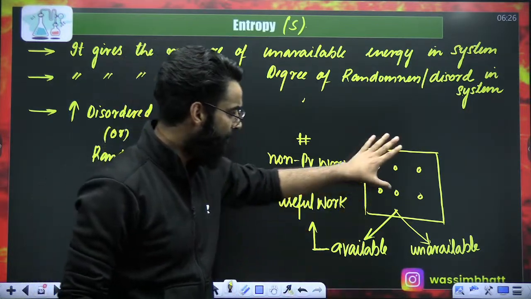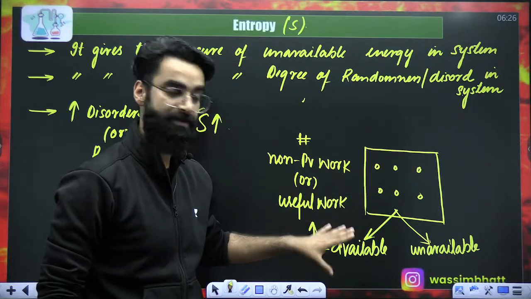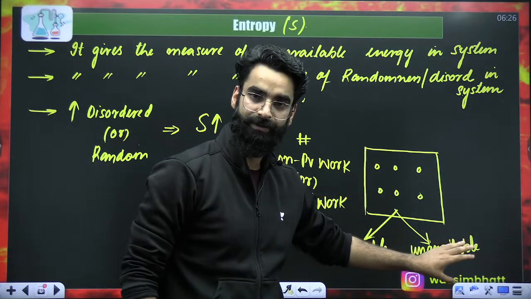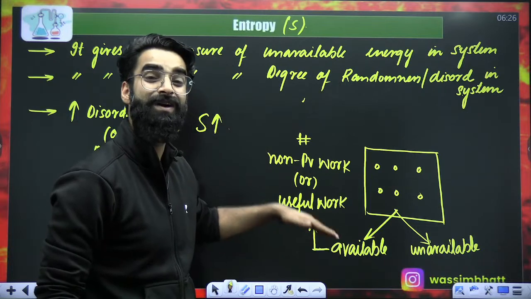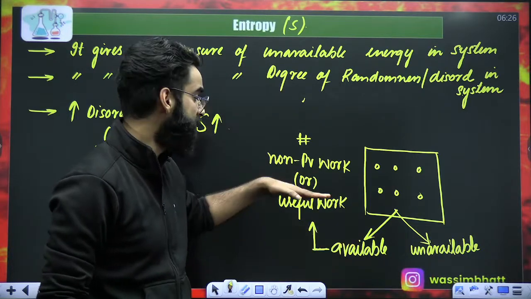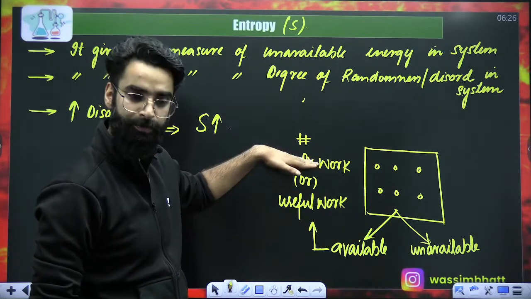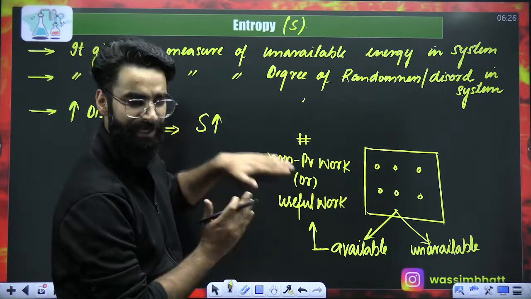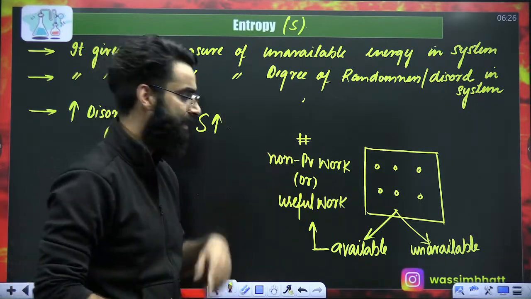So first of all, a system always has two types of energies. One is available, one is unavailable. This available energy is converted into what? It is converted into useful work. Useful work is also called non-PV work. That is a separate debate, which we shall be discussing afterwards.